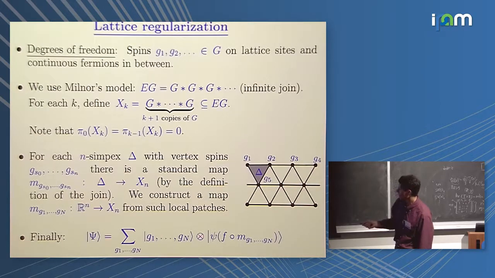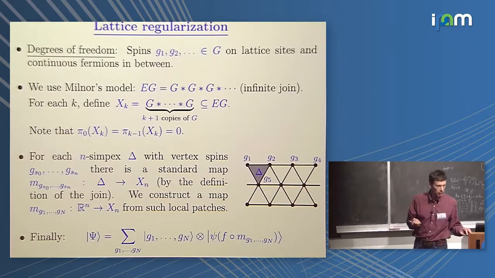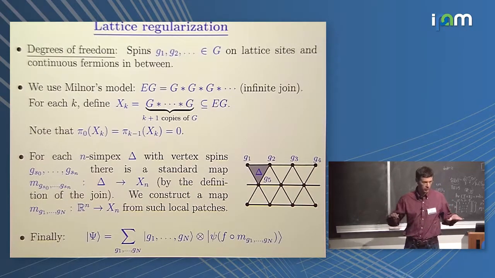And finally, the state is structured this way. It's a superposition of all configurations of spins on the lattice, tensor the fermionic state defined by the composition of the two maps. So where do you put the fermion in this construction? The fermions are in between. The fermions are continuous.